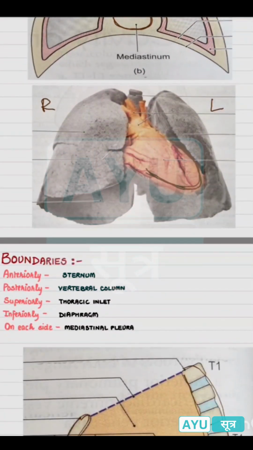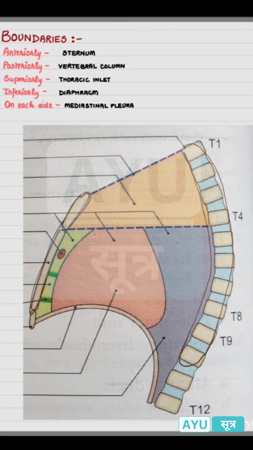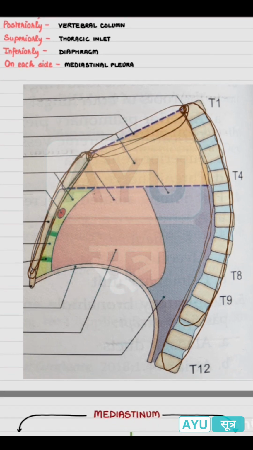Now let's talk about the boundaries of mediastinum. Anteriorly lies the sternum. This is the sternum. Posteriorly is the vertebral column. These are mainly the thoracic vertebrae. Superiorly lies the thoracic inlet. It is mainly formed when the first rib attaches to the manubrium of the sternum and the first thoracic vertebra. Inferiorly lies the diaphragm. And on each side are the mediastinal pleura.